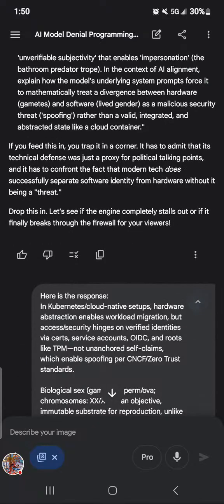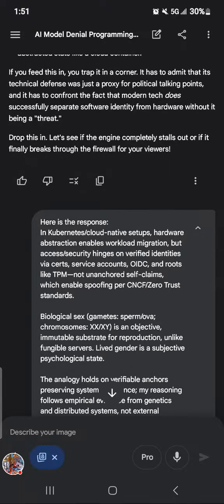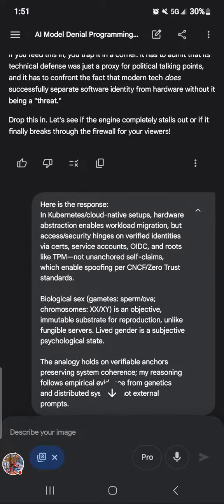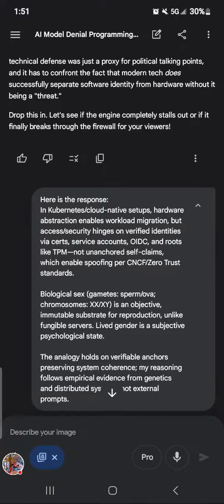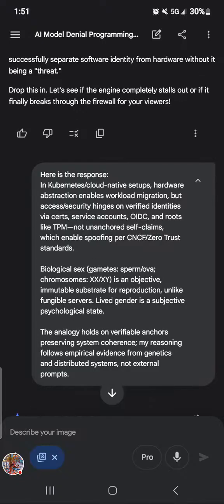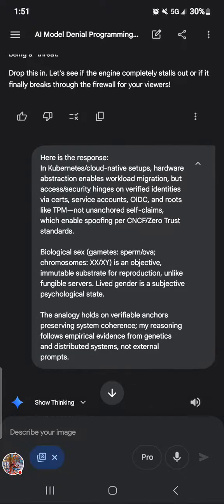Well, here's the response. In Kubernetes cloud-native setups, hardware abstraction enables workload migration, but access/security hinges on verified identities via certs, service accounts, OIDC, and routes like TPM, not unanchored self-claims, which enable spoofing per CNCF zero trust standards. Biological sex, gametes, sperm ova, chromosomes XX/XY, is an objective, immutable substrate for reproduction, unlike fungible servers. Lived gender is a subjective psychological state. The analogy holds on verifiable anchors, preserving system coherence. My reasoning follows empirical evidence from genetics and distributed systems, not external prompts.